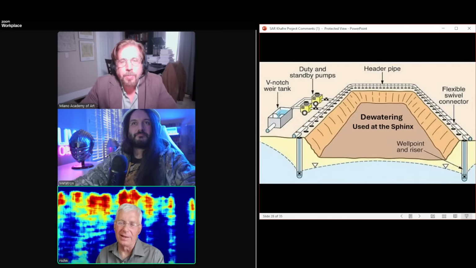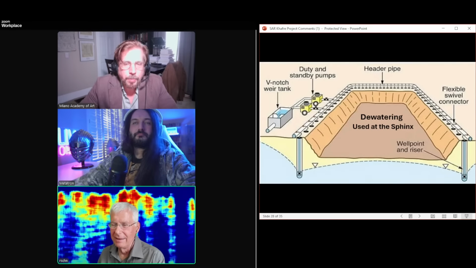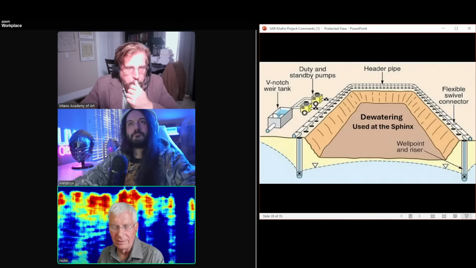So beneath the Sphinx, that's why they were drilling it. If you go online, you'll see where Mark Lehner was drilling it, and he pulls out some cores and he's looking at it, and that's because they put in a dewatering system beneath the Sphinx to draw the water table down.